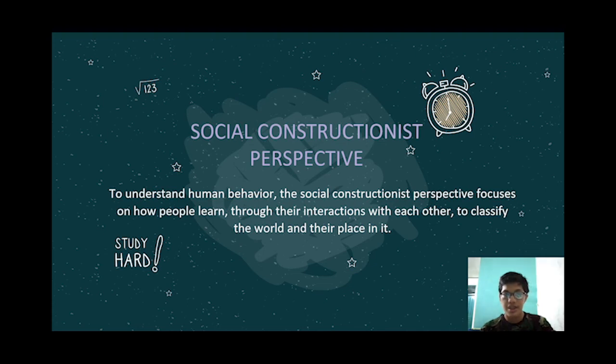Okay, the next one is the social constructionist perspective. To understand human behavior, this perspective focuses on how people learn through their interaction with each other to classify the world and their place in it. People are seen as social beings who interact with each other and the physical world based on shared meanings or shared understanding about the world. In this field, people develop their understanding of the world and themselves from social interaction, and this understanding shapes the subsequent social interaction.